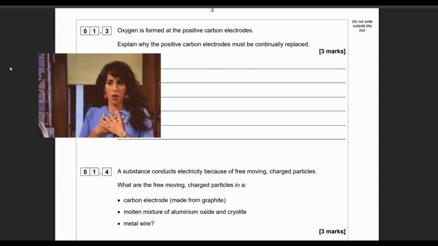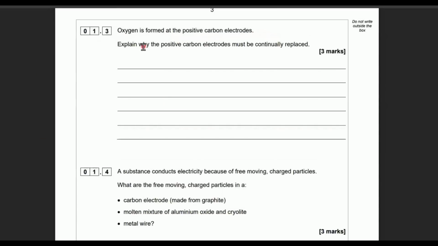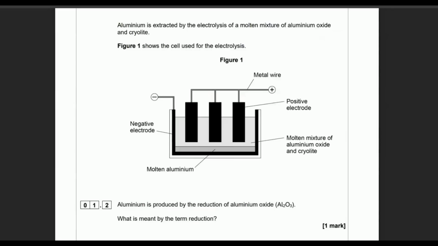1.3, oxygen is formed at the positive carbon electrodes. Explain why the positive carbon electrodes must continually be replaced, and that is 3 marks. So I'm going to go up here, guys. It tells us that oxygen is produced at these 3 positive electrodes. So let's imagine oxygen is coming off, right? Guess what these electrodes are made of? They're made of an inert material, that means inert graphite electrodes. The graphite doesn't react with anything there.